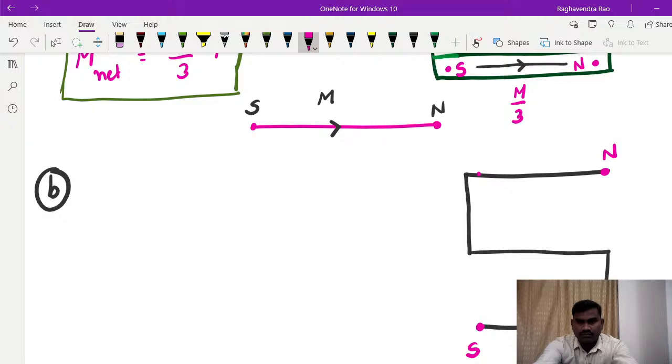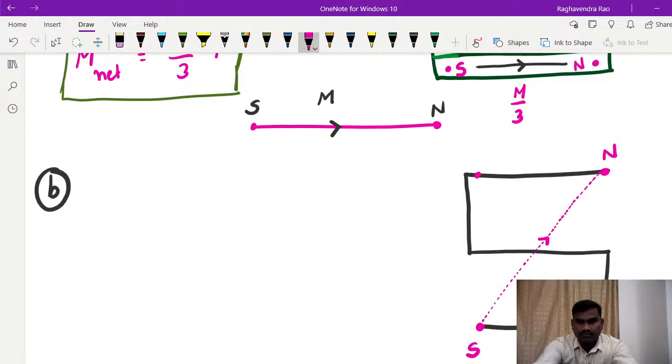Now here, what is the magnetic length? Magnetic length is always a displacement which is directed from the south pole towards the north pole. What is displacement? Displacement is nothing but the straight line path between initial and final position. As it is directed from south to north, we call this the magnetic length. Along the direction of the magnetic length, the magnetic moment will also be directed.